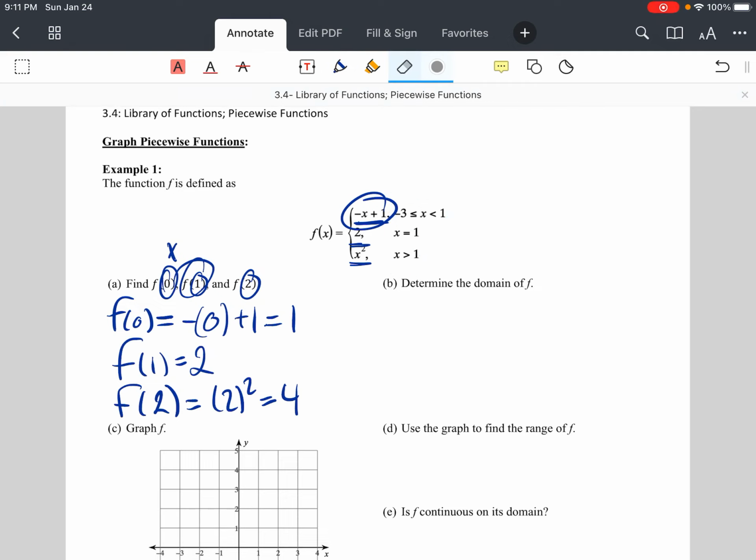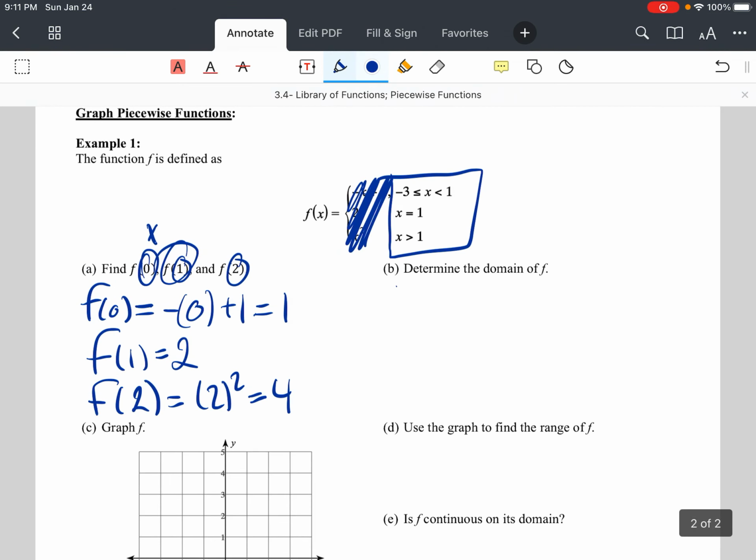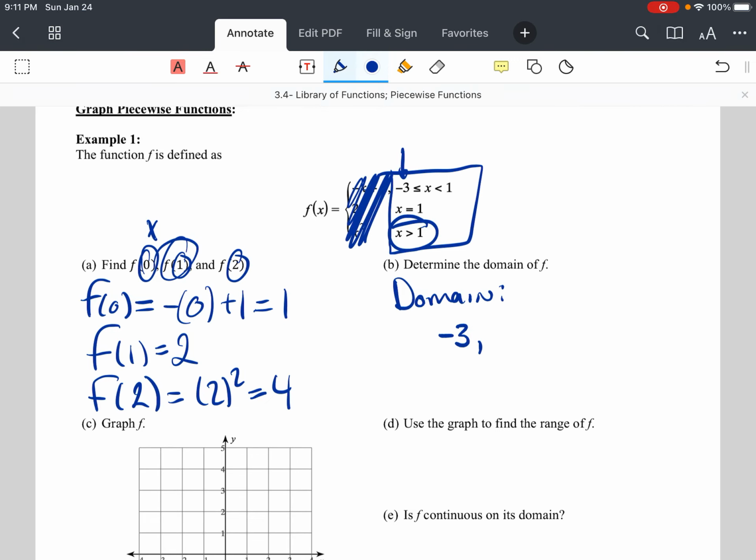Okay, now determining the domain, I'm going to go ahead and erase all this information here. Our domain, we're not worried about this information here, okay? Our domain is going to come from these numbers. Now, notice that if I'm writing our domain, the smallest value is negative 3. So we're going to start at negative 3. Okay, and the largest value, notice that x goes all the way up, and it's greater than 1, so it's going to continue on to infinity.